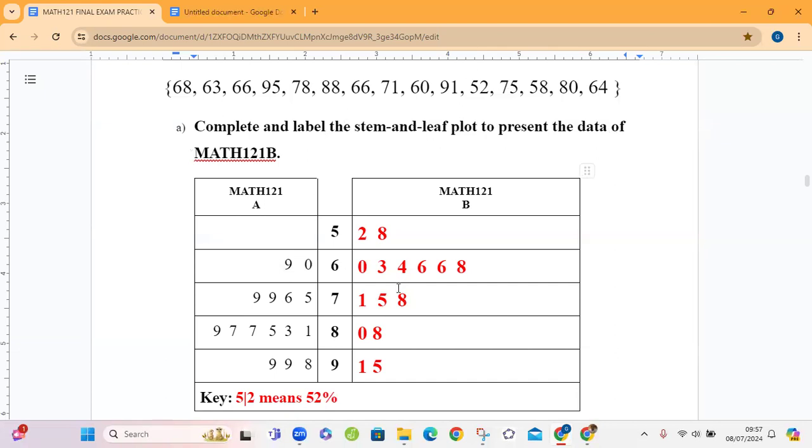From the sample, here it is presented in a stem and leaf, 80 and 88, and 91 and 95. And the key, you can choose any example. For example, 5/2 means 52%. You could have chosen 9/1 means 91%, etc. So here is the stem and leaf plot completed. They normally call that a back-to-back stem and leaf plot.